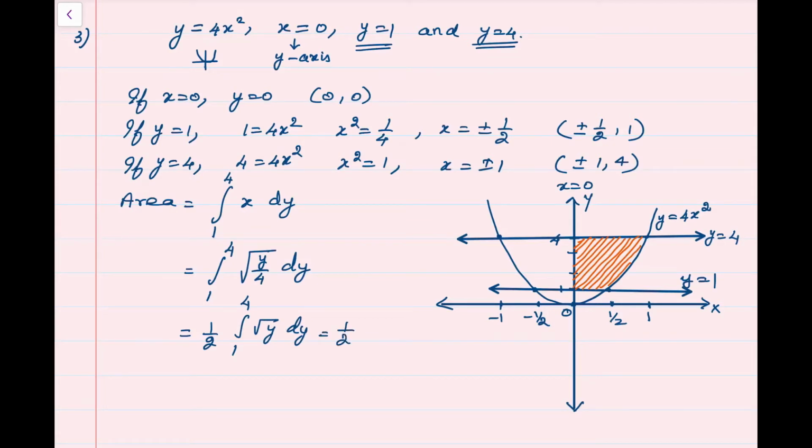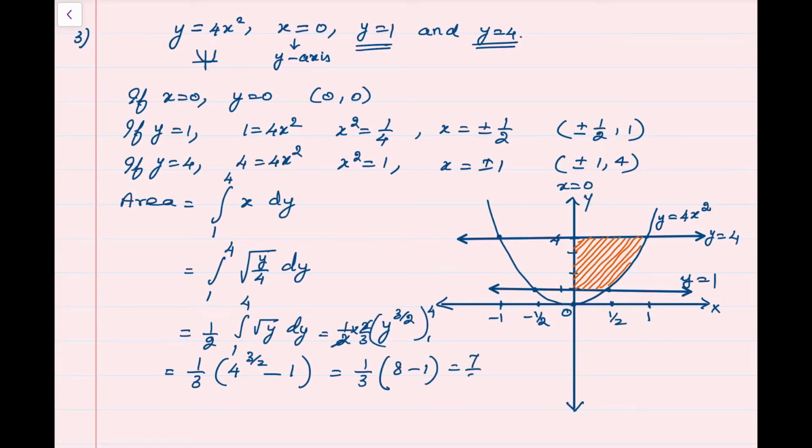Half into integral of root y, which is y raised to 3 by 2 times 2 by 3, and the limits are 1 to 4. 1 by 3 times 4 raised to 3 by 2 minus 1 raised to 3 by 2. 4 power half is 2, 2 cube is 8. Therefore, the answer is 7 over 3 square units.